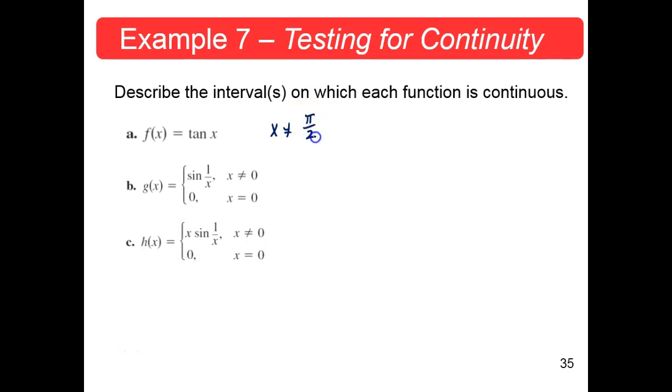Pi halves, half pi plus n pi. So any n being an integer: 0, that would be pi halves; 1, that would be 3 halves pi; -1 would be negative pi halves, okay? So any half pi, that would be where this function would be continuous, okay?